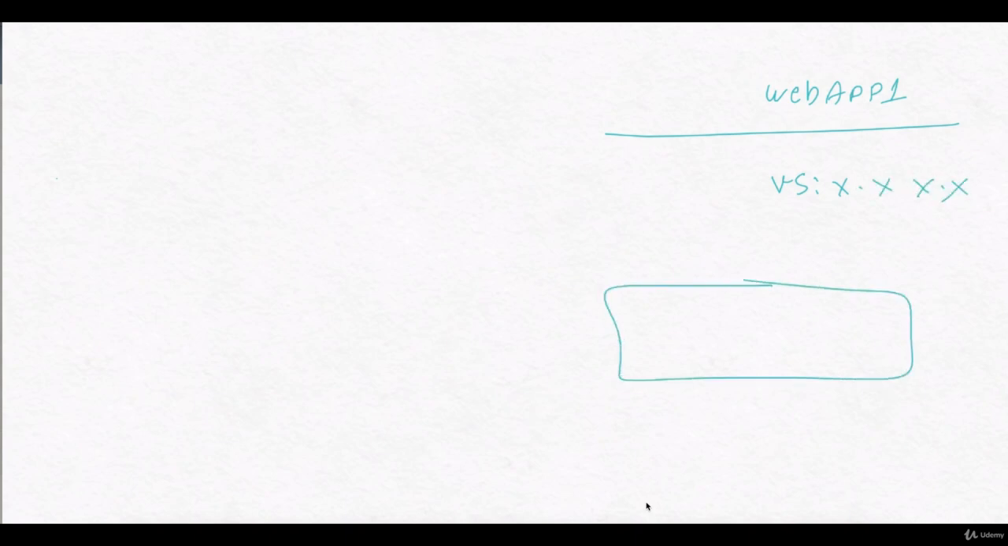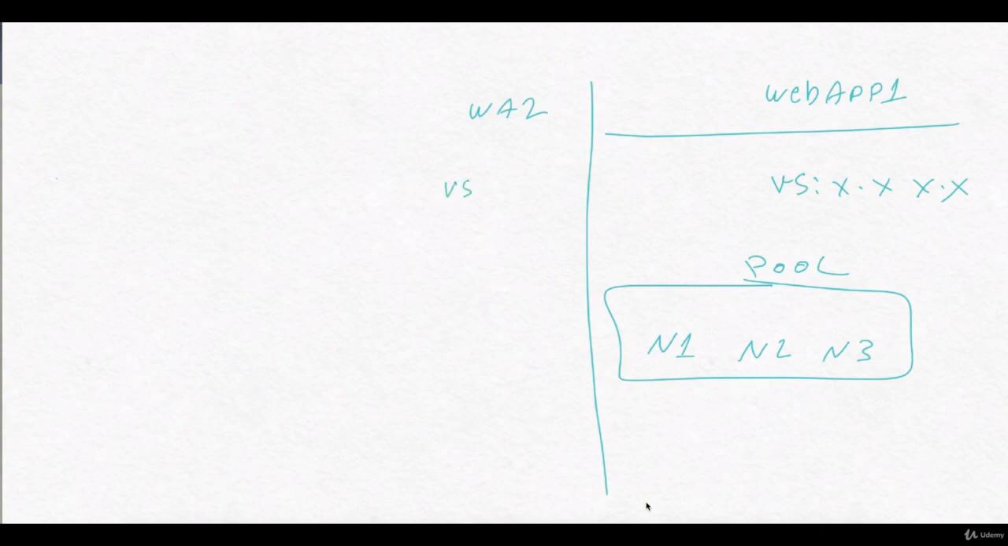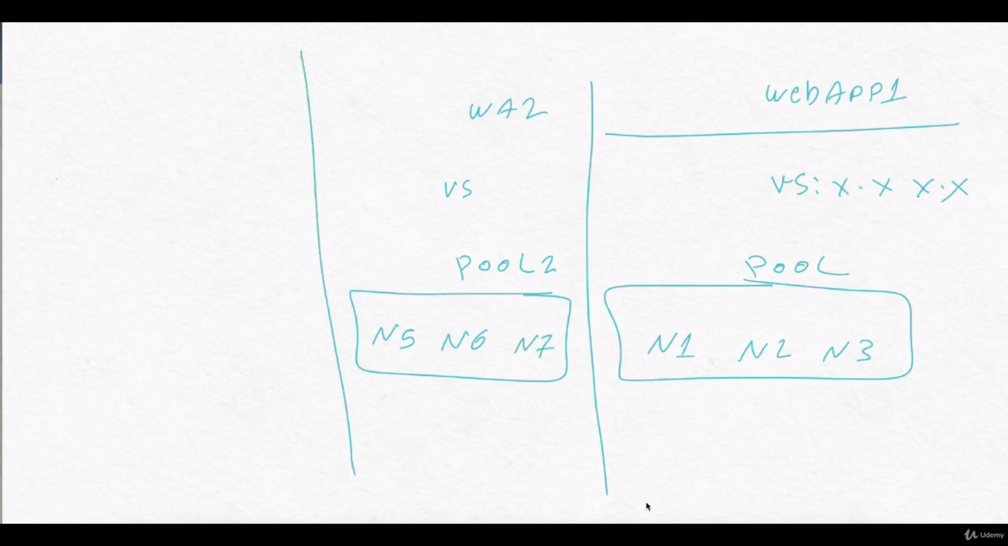It will have a pool with nodes, and then we have web app 2 with another VS, another pool, nodes, and so on and so forth. So within the organization, we have multiple apps that are using the BIG-IP.